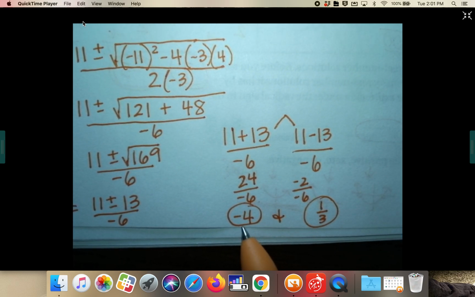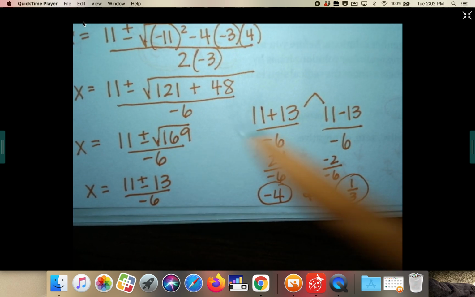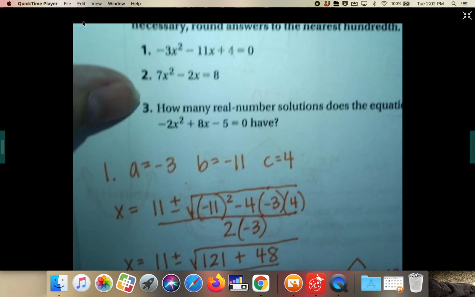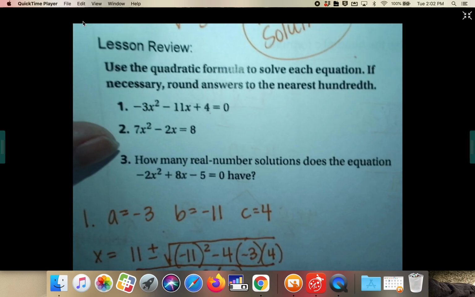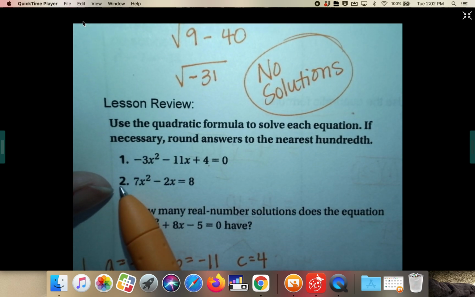It would hit the graph at -4 and positive 1/3. And we knew there was going to be 2 answers because our discriminant was positive. All right. Took a long time to do one problem. That's why having the formula memorized in a little song is helpful. All right, let's move on to 2.